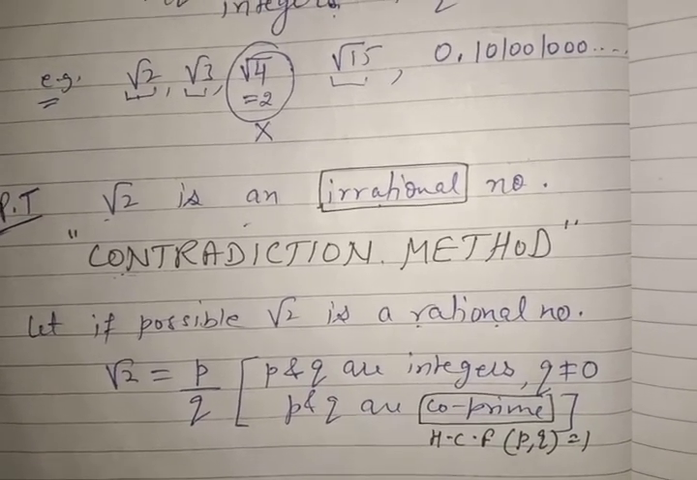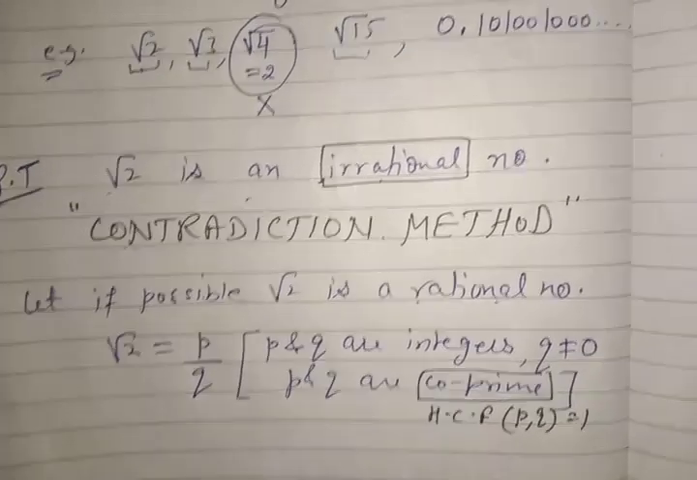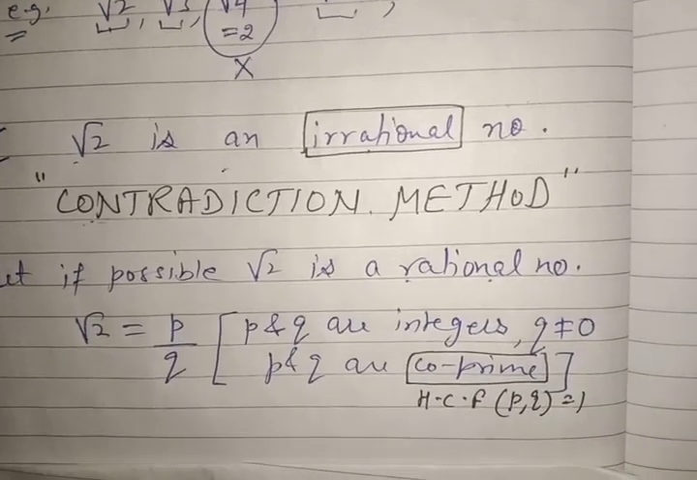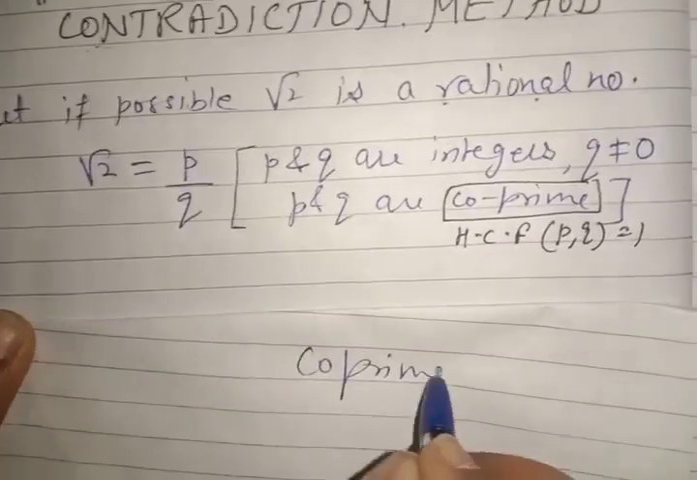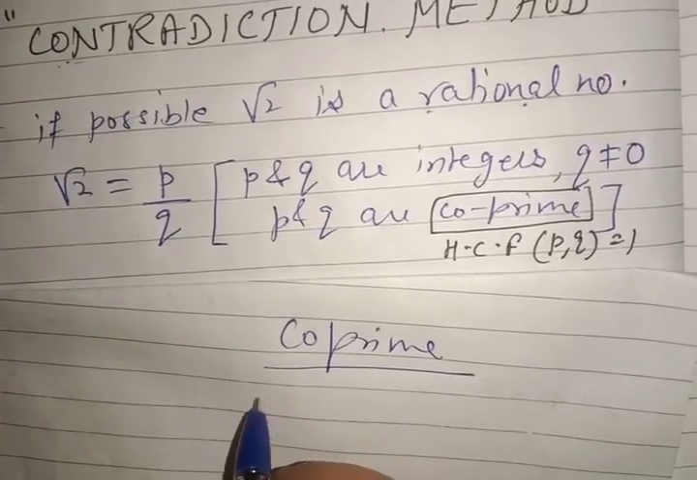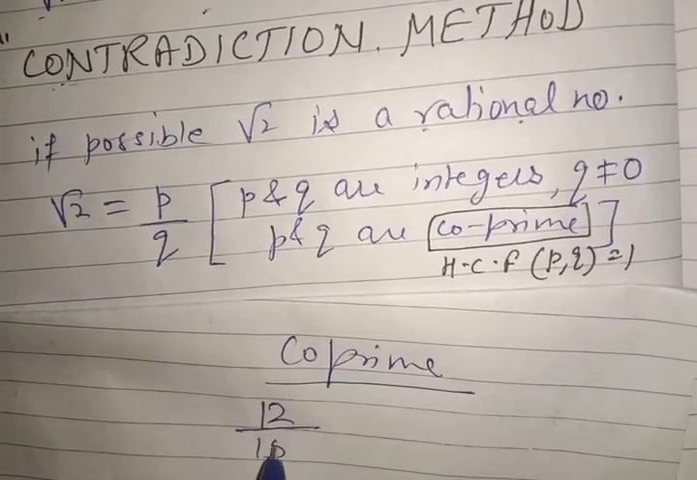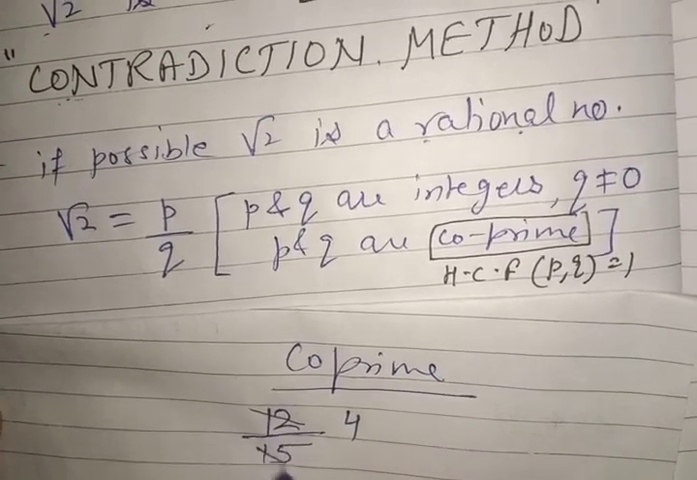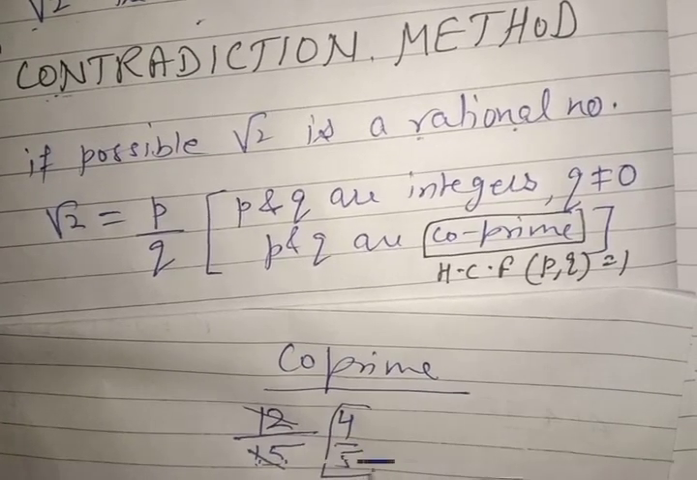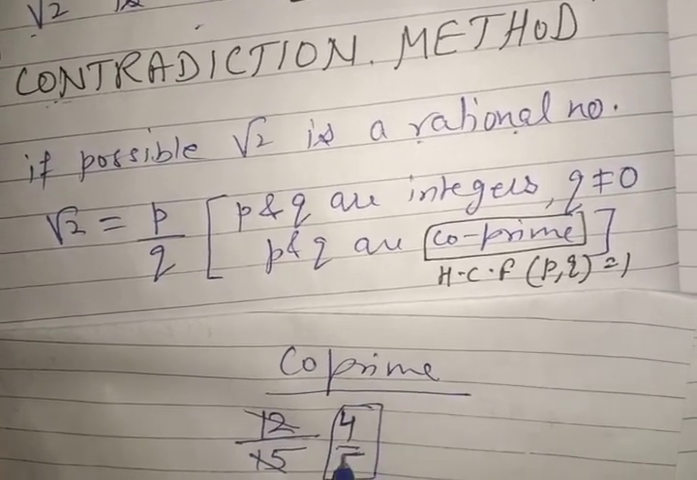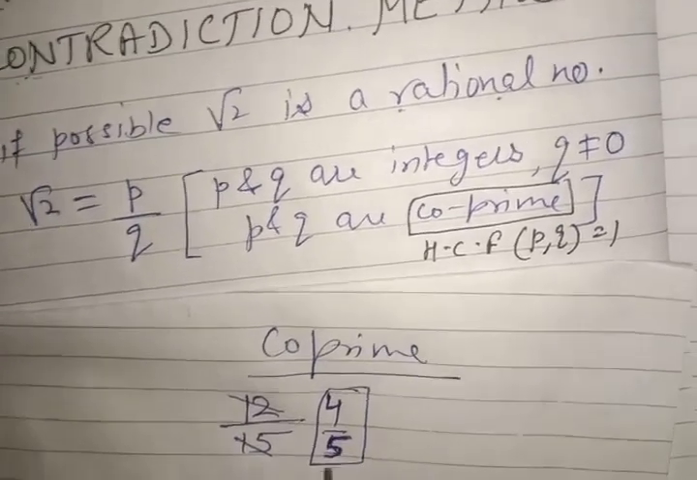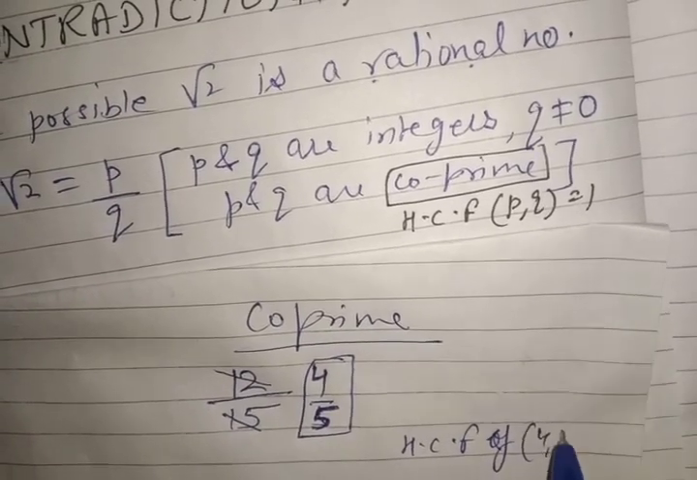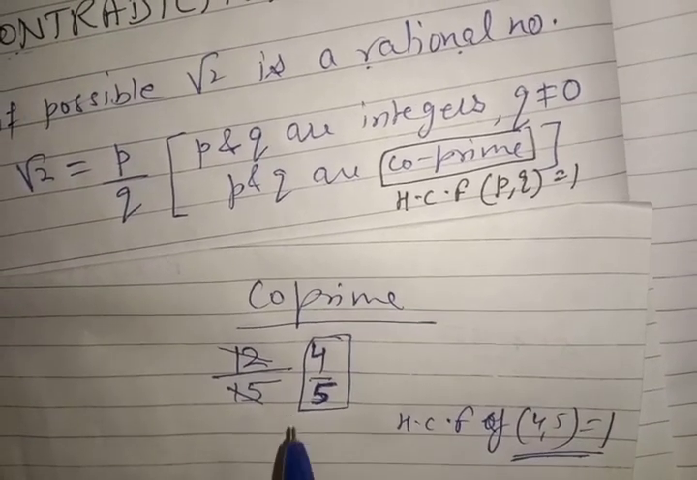Again, in detail I am explaining the meaning of the word co-prime. Suppose I take two numbers 12 and 15. I can cancel these two numbers with the table of 3. It's 3 fours and 3 fives. It means these two are co-prime. Nothing is common. They are in the lowest terms, meaning the highest common factor of 4 and 5 is 1. This is the meaning of co-prime.